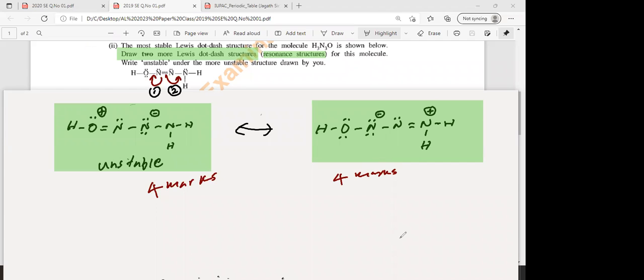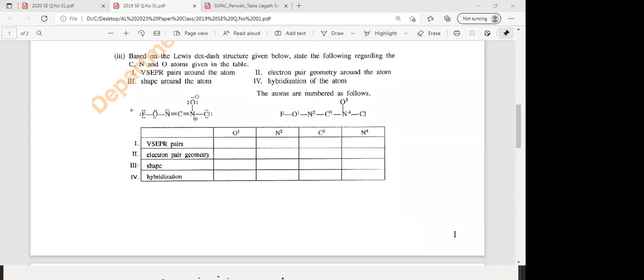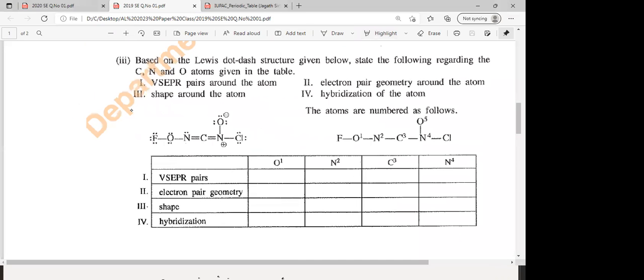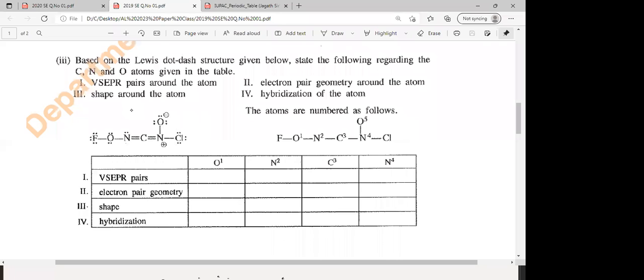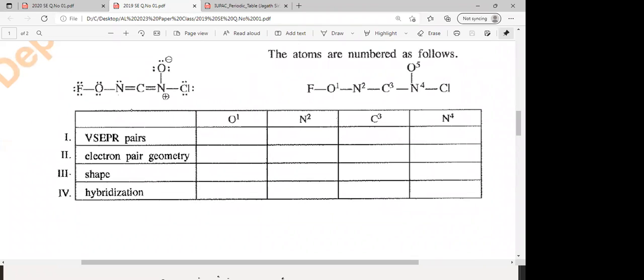Okay, I'll erase the screen. Part 3. They are given based on the Lewis structures given below. Very easy. I'll increase the size so you can see it clearly. On the left side one also, I'll number the atoms, then it's easy to predict the answer. This is 1, this is 2, this is 3, this is 4, and this is 5.